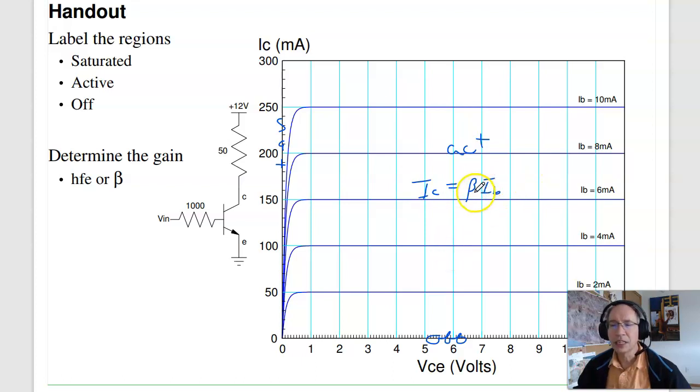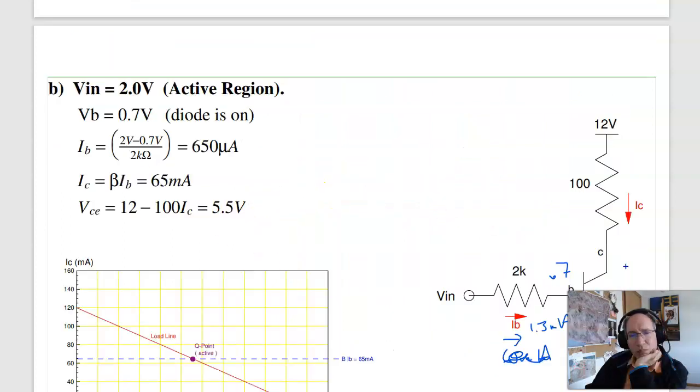The current gain is the ratio. 6 milliamps produces 150, 4 milliamps produces 100, 2 milliamps produces 50. It's always a 25 to 1 ratio. So that tells you that beta is 25. And it depends upon the transistor.